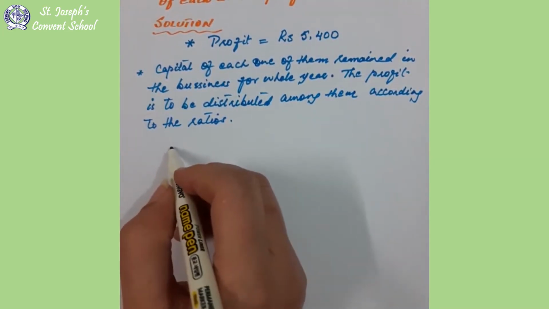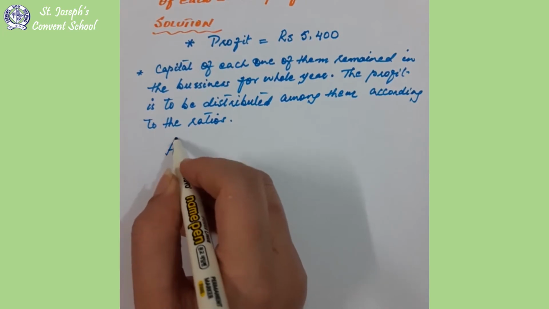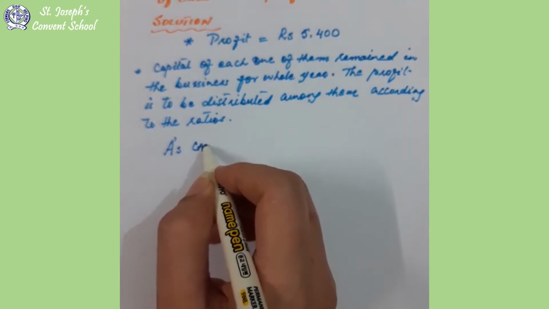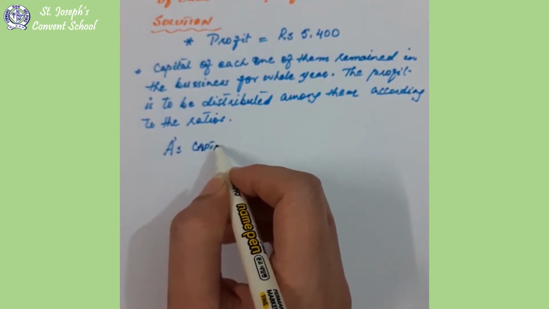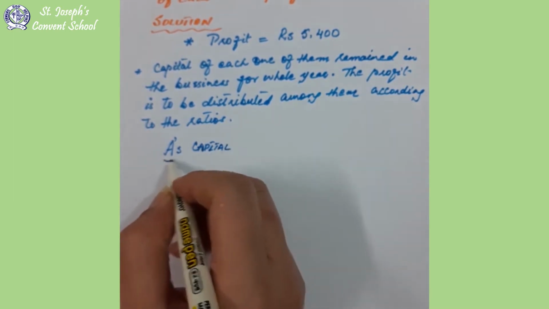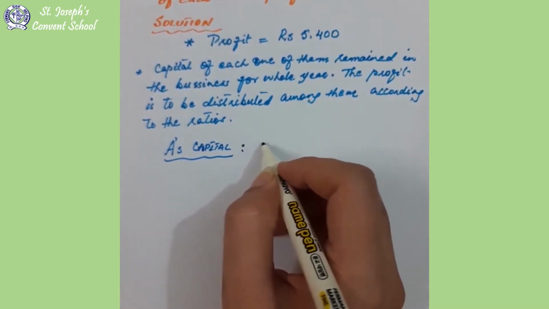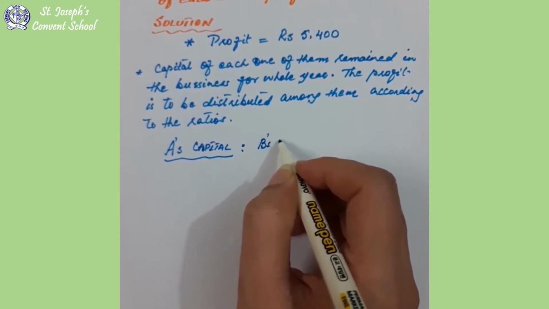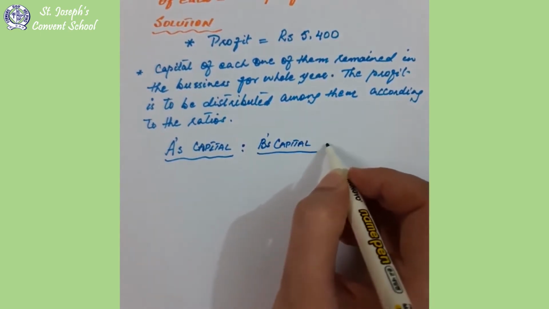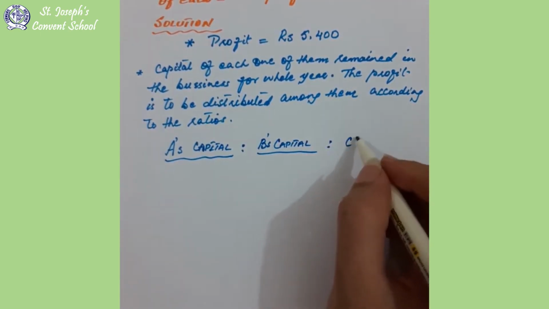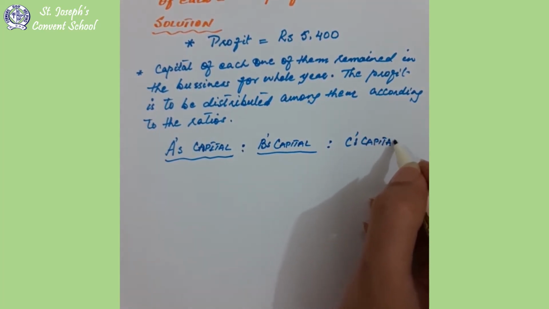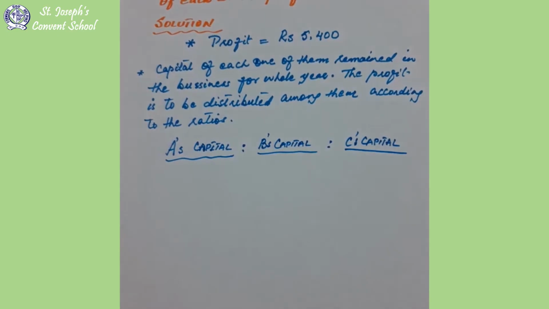So first we'll write the amount. A's capital is to B's capital, then is to C's capital. There are three persons, so the capital of all three of them.